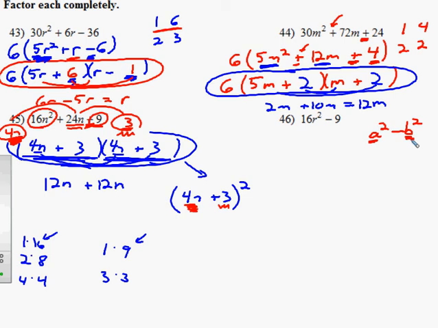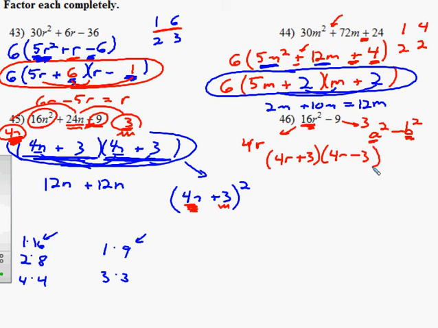We learned that if it fits that case, which it does, because what's the square root of this? That's 4r. What's the square root of this? That's 3. So it fits this case. Our answer is just going to be 4r plus 3 times 4r minus 3. And that's how you can factor a difference of squares.